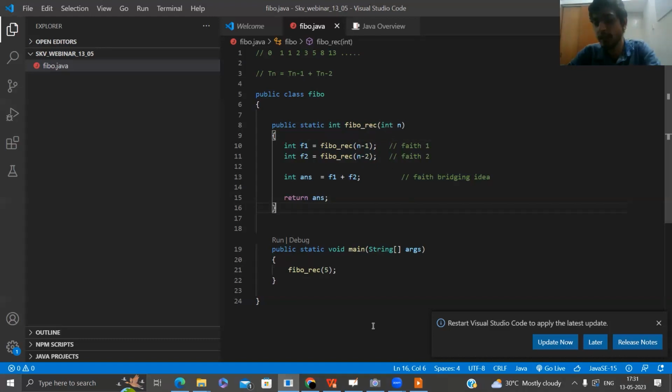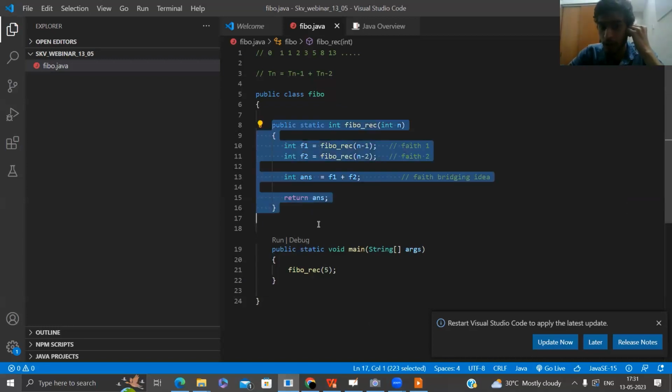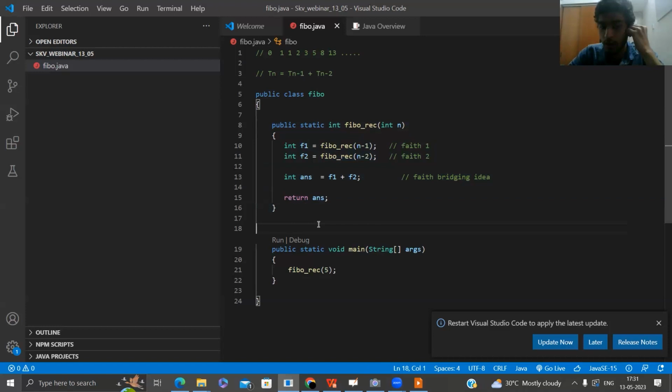But there is one thing that is missing over here. So anybody who would like to point out what's missing in this particular code, you can write in chats.